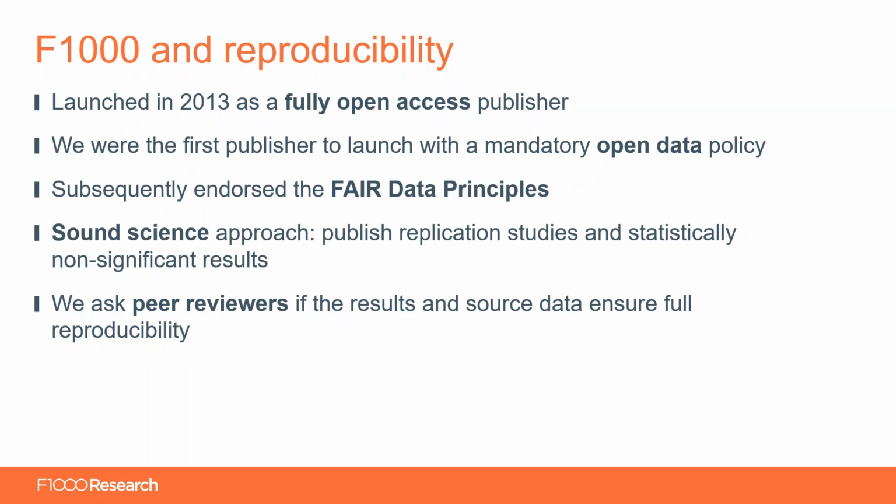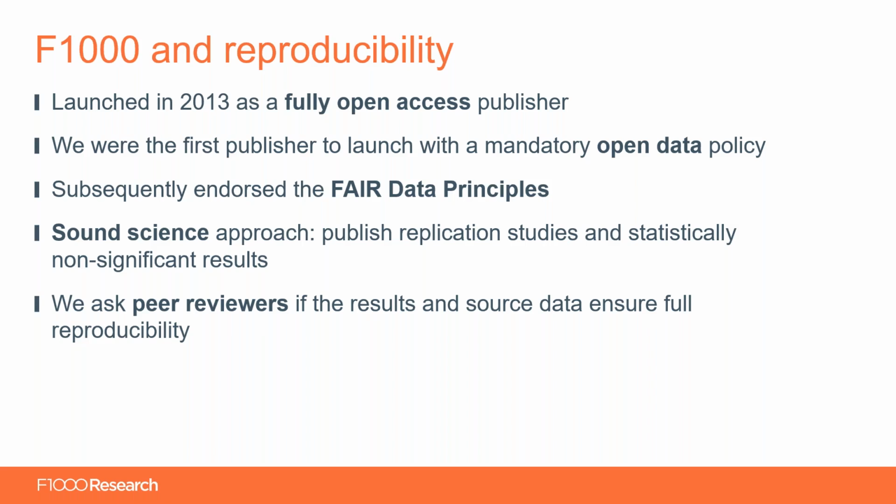So in terms of F1000 and how we've actually been working to support reproducibility. So as Tom mentioned, we launched way back in 2013 as a fully open access publisher, which is obviously really important in ensuring everyone has actual access to papers to attempt to reproduce those results in the first place. So from day one, since we launched, F1000 has had a mandatory open data policy. So we were actually the first publisher to adopt such a policy, but we've since seen a number of others following the same direction since then.